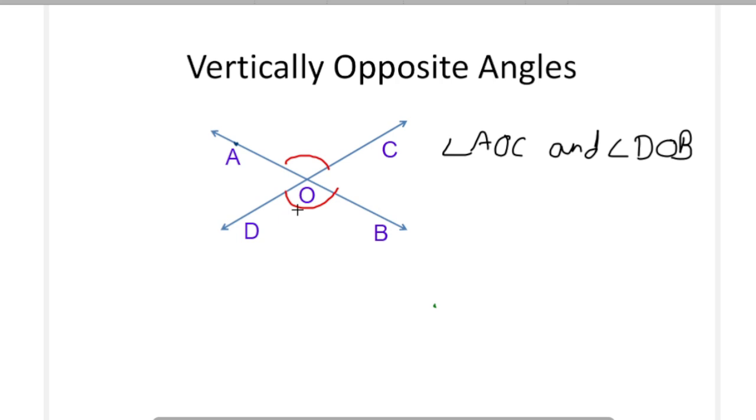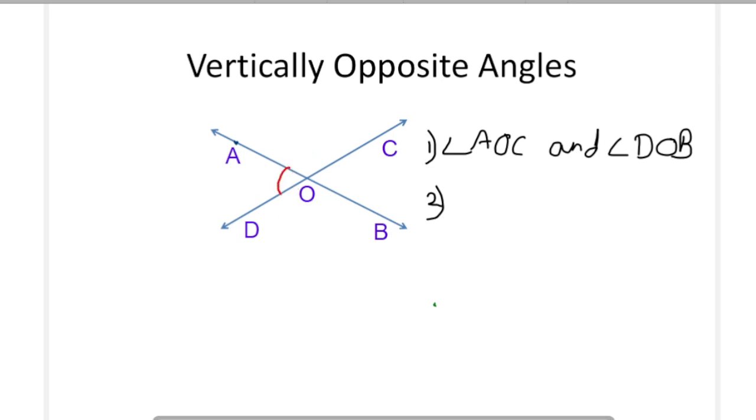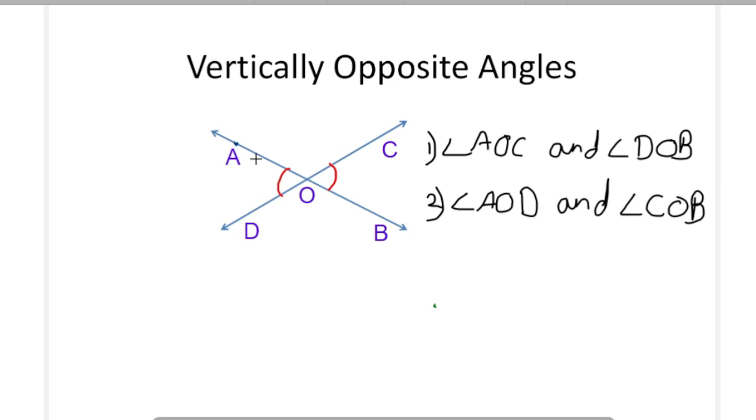I have shown it with red color. So these two angles are vertically opposite angles. And the next pair is, see this angle AOD. The vertically opposite angle of this angle is this angle COB. So these two angles are vertically opposite angles. So angle AOD and angle COB. So there are two pairs of vertically opposite angles. The first pair we have seen and this is the second pair.